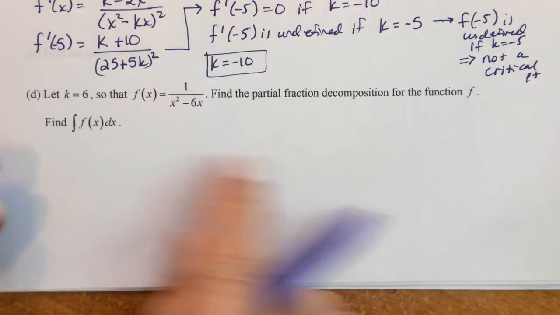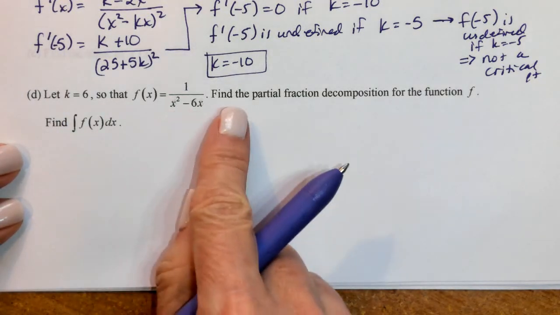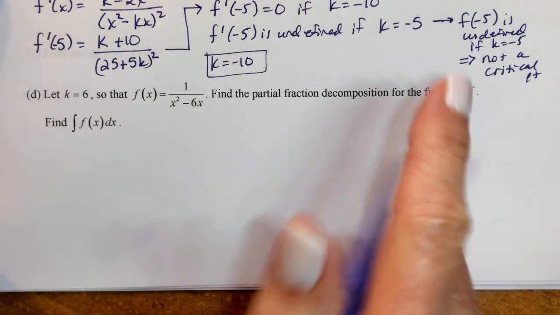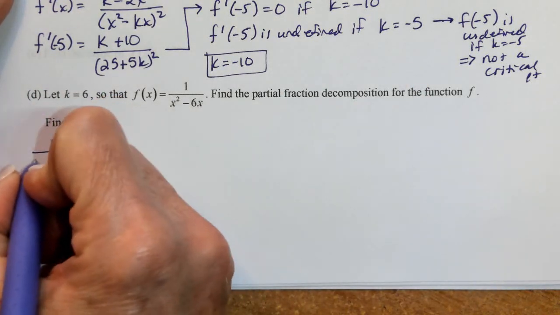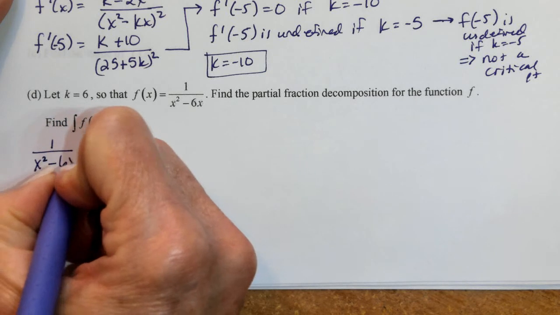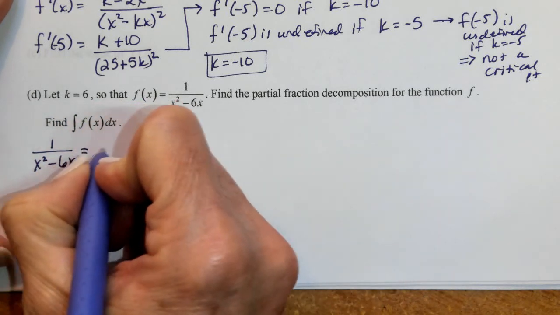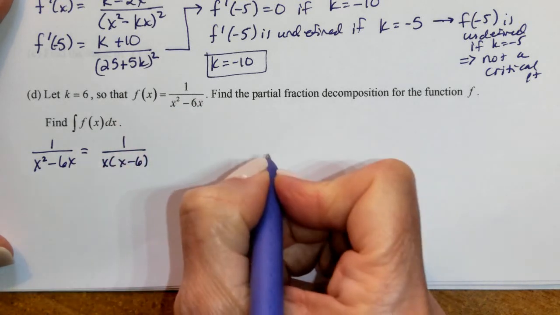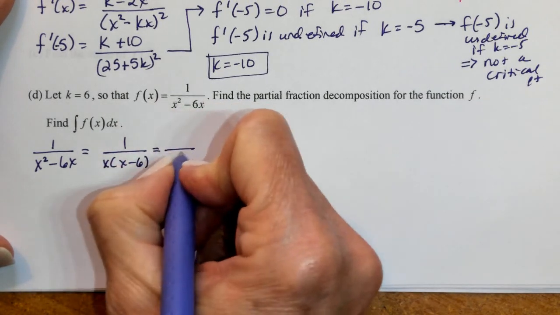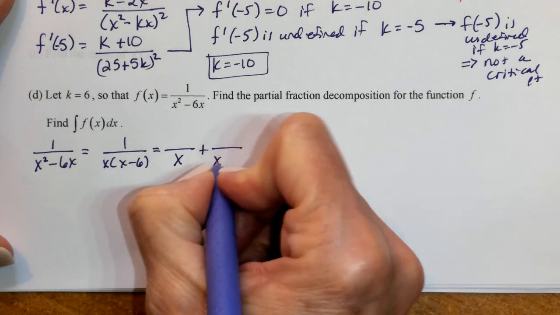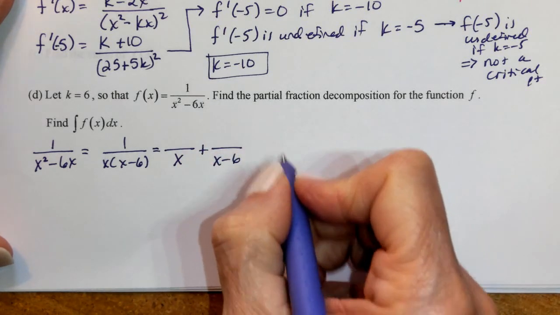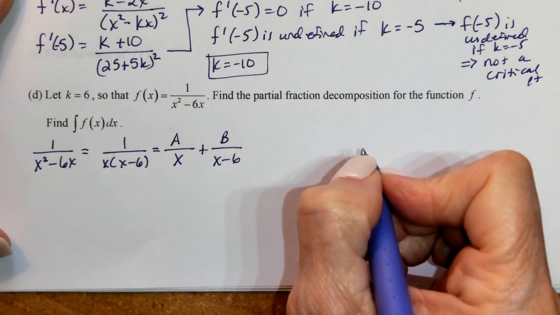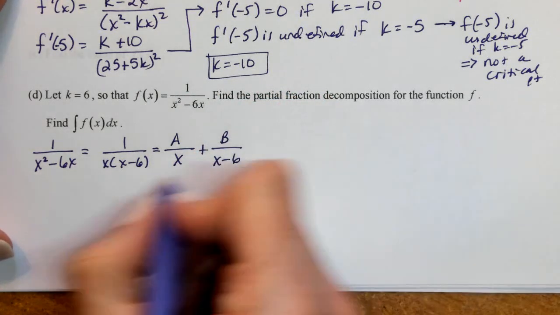Okay, let k equal 6. So now here's our f. Find the partial fraction decomposition for f. All right, that's something we can definitely do. We have this. I know I begin by factoring that bottom. And now I want to split the denominator. Split the denominator. That's a partial fraction decomposition. I need to find what goes here and what goes there. Let's call them A and B like we've always done.